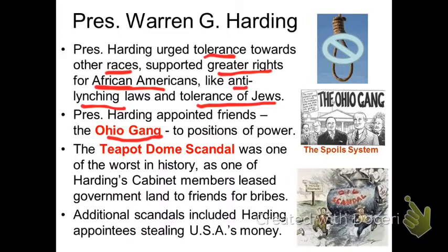Our second bullet: Harding appointed people who were his friends, referred to as the Ohio gang, to positions of power. A number of them were in the cabinet as secretaries of whatever department, like Interior. Albert B. Fall was the Secretary of the Interior. He's the guy who got busted in the Teapot Dome scandal. But this takes us to this concept over here of the spoils system.